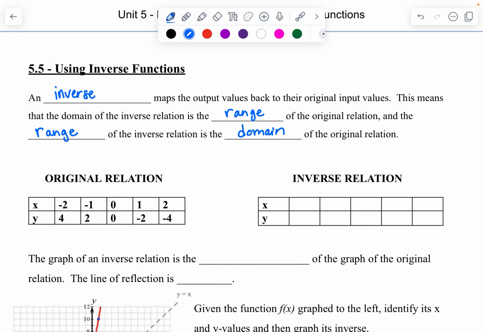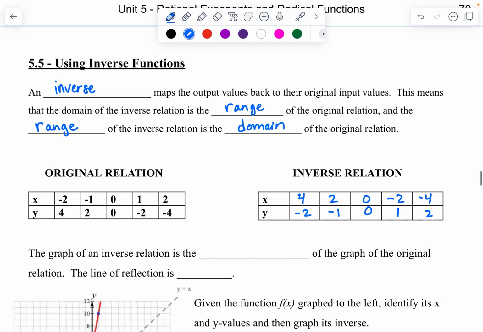So if we were given this table of values, for the inverse, we just swap it. Whatever was x becomes y, whatever was y becomes x. So instead of the point negative 2, 4, it's now the point 4, negative 2. Instead of negative 1, 2, it's 2, negative 1. 0, 0, we swap, but you can't tell. And then it becomes negative 2, 1, and negative 4, 2. So x becomes y, y becomes x.